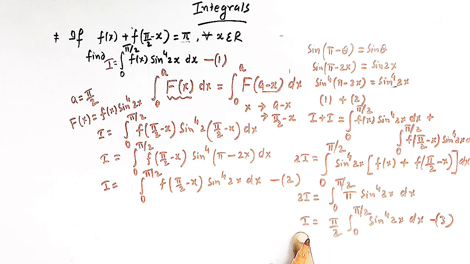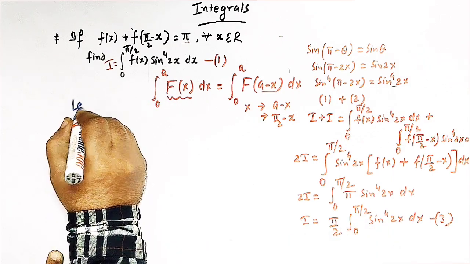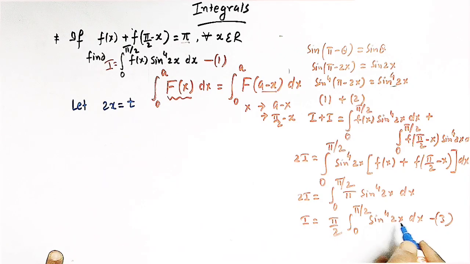So now to get the value of I, we have to solve this integral. Let us make use of the method of substitution to solve this integral, and let us take 2x is equal to t, right?